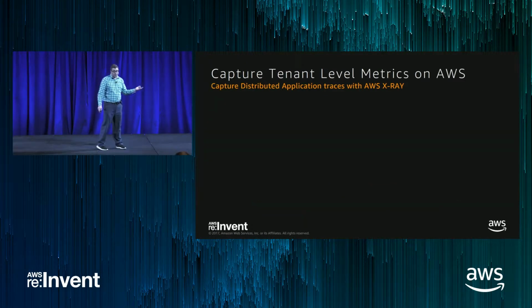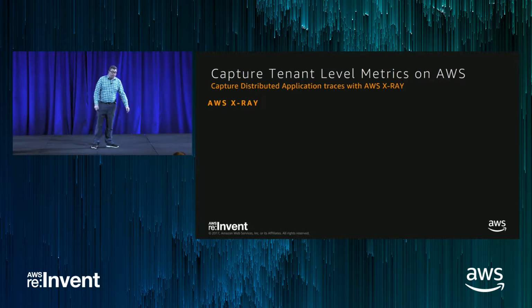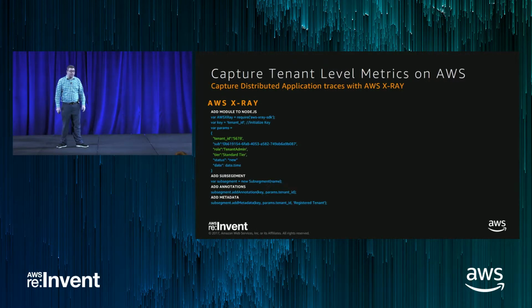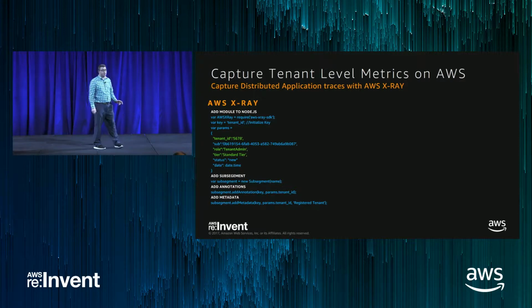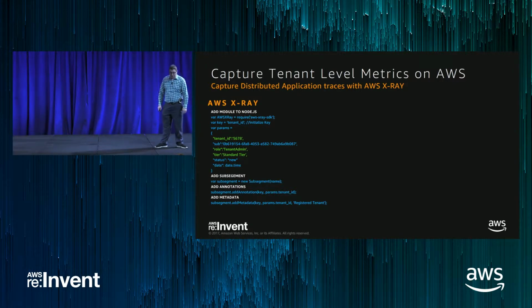So capturing tenant level metrics on AWS. We have so many options here on AWS, and we have a variety of partners that do monitoring, right? But we have a new service that launched relatively recently called AWS X-Ray. AWS X-Ray provides distributed application traces. Distributed application traces will allow you to identify the code bottlenecks within your code, right? And we have a variety of options for you to identify the performance of these transactions.